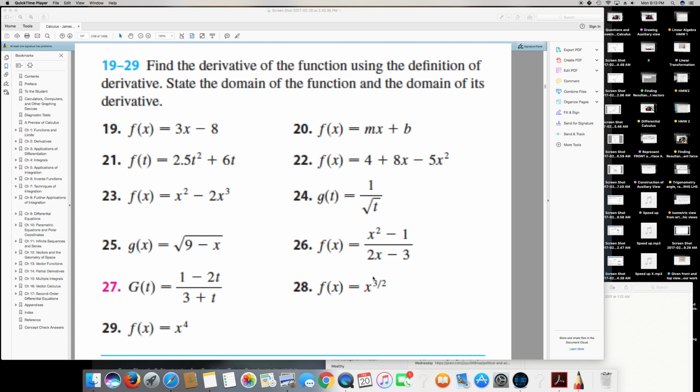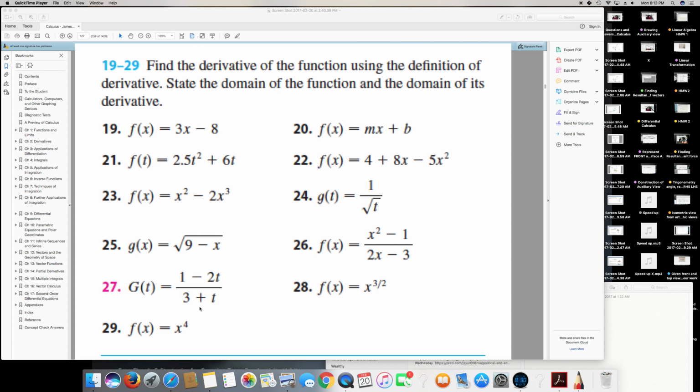In this video I'm going to show you how to do some derivative questions. The question is asking: find the derivative of the function using the definition of derivative, and state the domain of the function and the domain of its derivative. Since we have lots of questions here, I'm going to do a tough one. The 27th one is a little bit tougher.